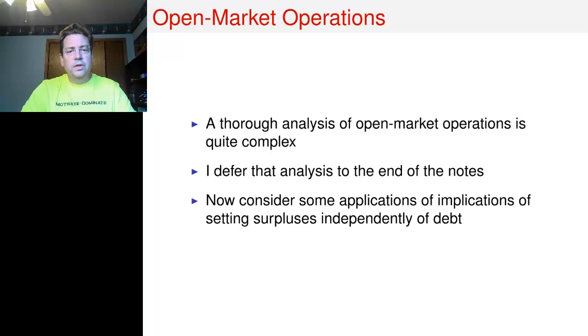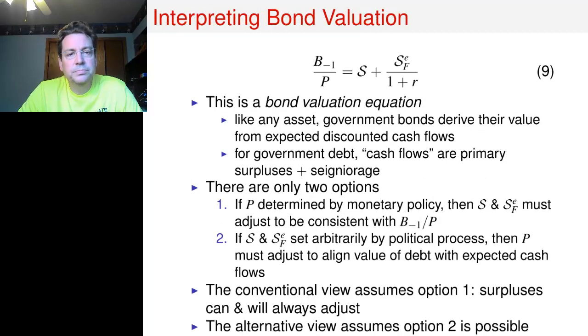I've decided that the analysis of open market operations is a bit too complex. So although they are included in the notes, I'm not going to make videos of that. So instead, I want to wrap things up by thinking about some applications of the ideas that we've been talking about, and in particular, discuss the implications of setting surpluses independently of debt.